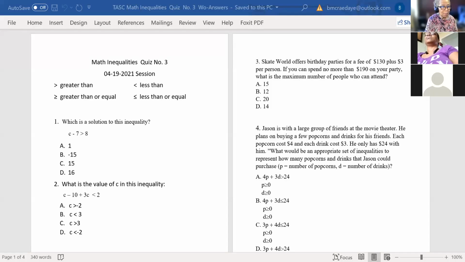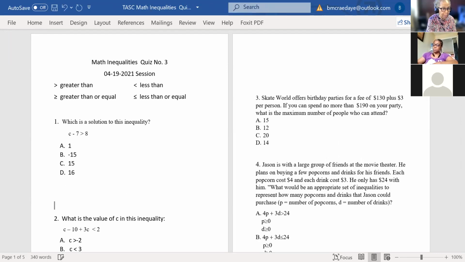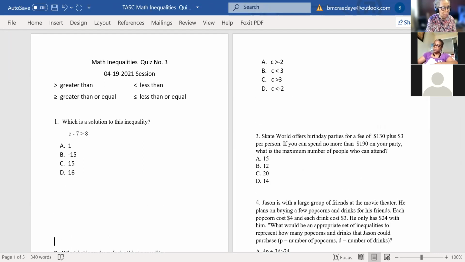And I want to go to number 3. Does everyone see math inequalities quiz number 3? And you see at the top the greater than symbol, the less than, greater than or equal, and the less than or equal. Now, we will solve some inequalities just like we did before. And we'll start off with one where we're just finding the solution. We're given C minus 7 greater than 8. Now, remember we went through before doing addition, subtraction, multiplication, division.